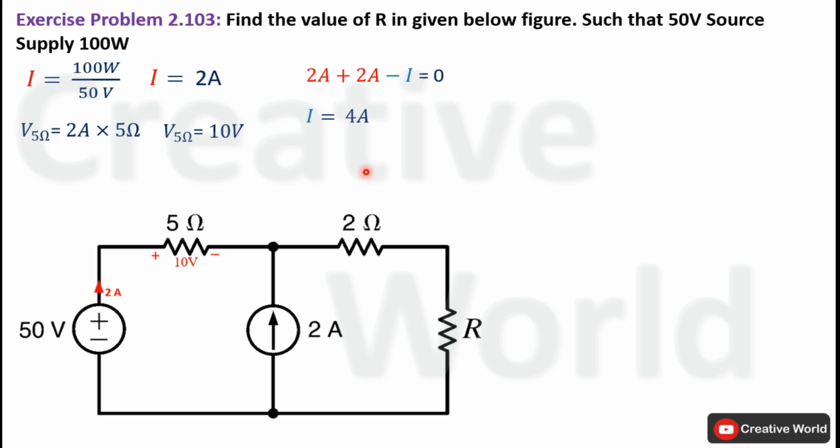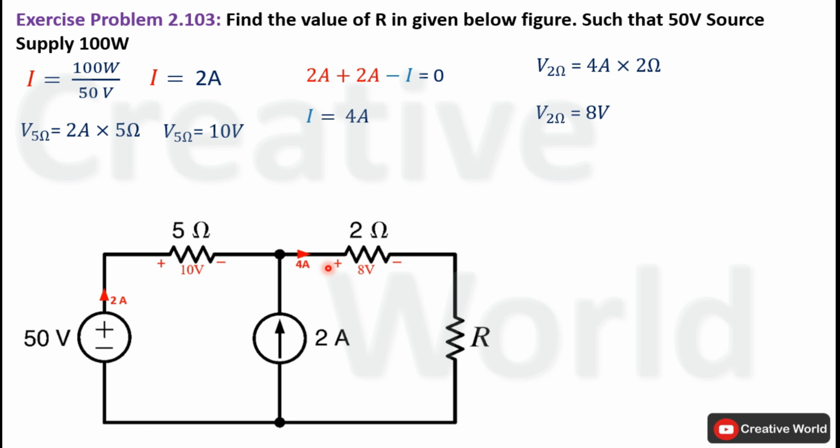After getting the value of current through this branch, we can calculate voltage across this 2 ohm resistance, that will be the product of 4 ampere and 2 ohm. So voltage across this resistance will be 8 volt and polarity notation of this voltage will be positive terminal here and negative terminal here because the direction of current is clockwise direction. Modify the network by indicating voltage across this 2 ohm resistance and current through this branch.